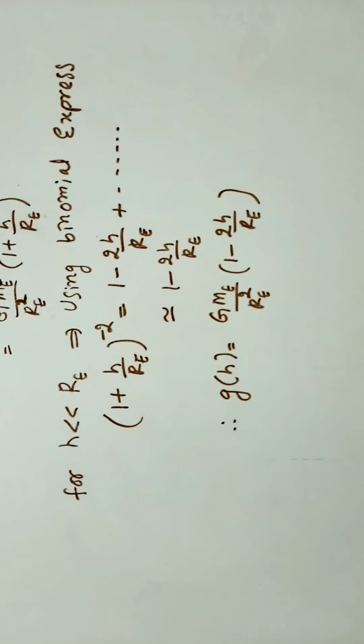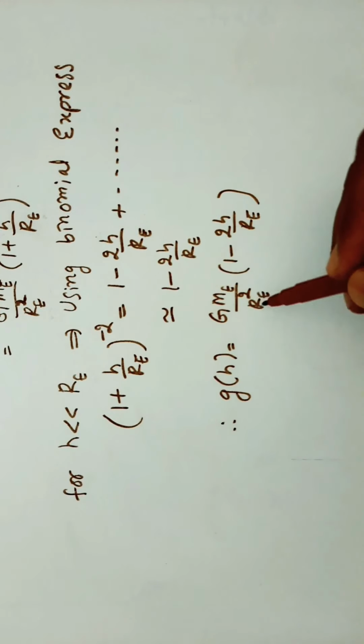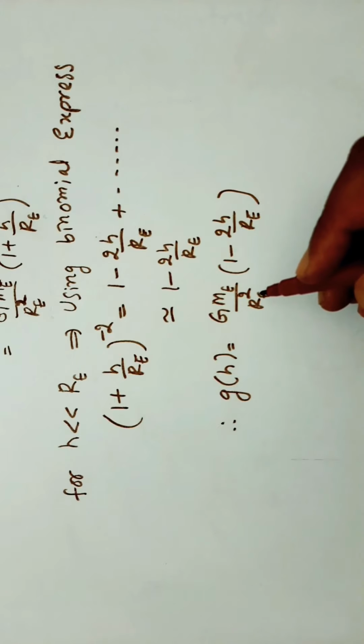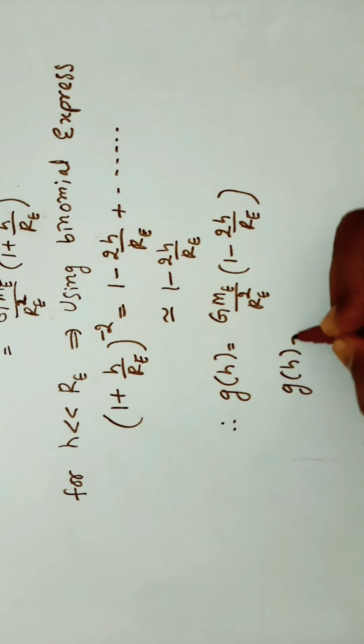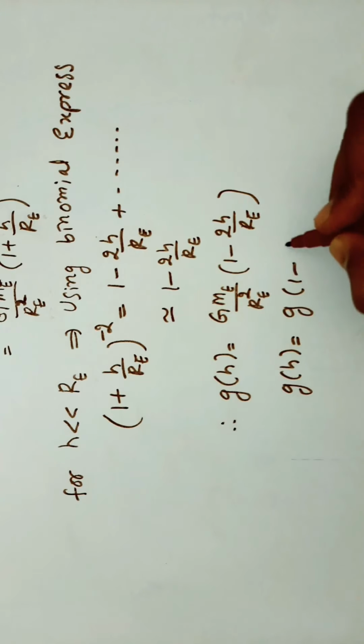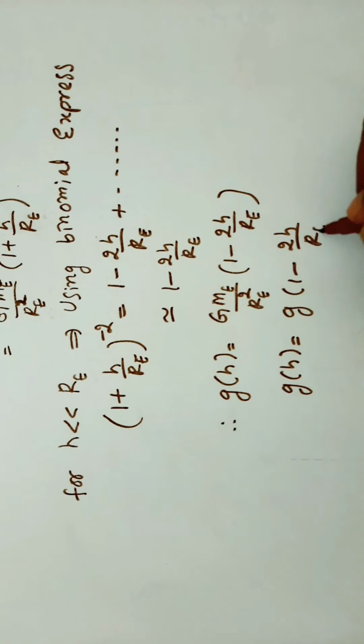But G Me by Re square is nothing but the acceleration due to gravity on the surface, so it can be written as g. So g of h is equal to g into 1 minus 2h by Re.